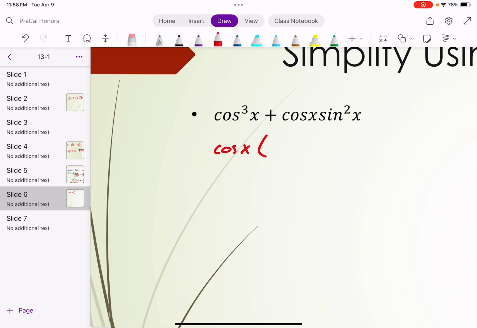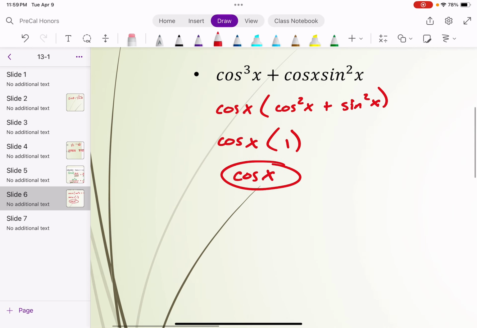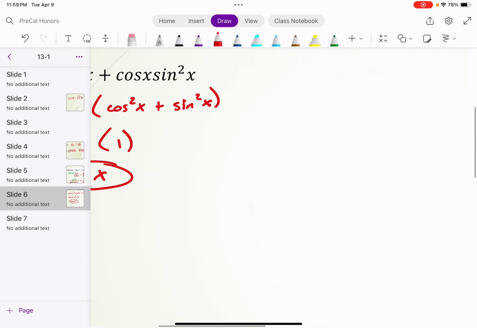Once we do that, we're going to be left with cosine squared x plus sine squared x. Now in this case, the identity that we see on the right-hand side or inside of the parentheses is equivalent to the value of 1, which means when we rewrite this, it's going to be cosine x times 1. And when we multiply it fully out, our answer is going to be cosine x. Let's go ahead and take a look at the next one.